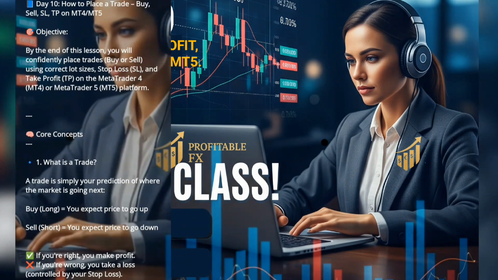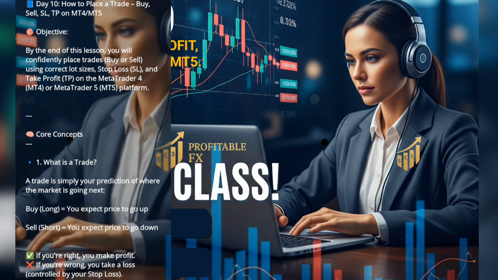Day 10. How to place a trade, buy, sell, SL, TP on MT4 MT5. By the end of this lesson, you will confidently place trades, buy or sell, using correct lot sizes, stop loss, SL, and take profit, TP, on the MetaTrader 4, MT4, or MetaTrader 5, MT5, platform. Core concepts. 1. What is a trade? A trade is simply your prediction of where the market is going next.